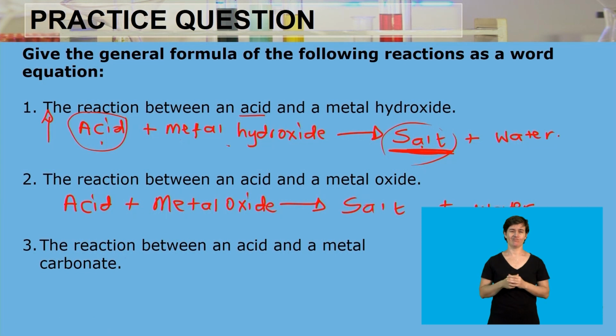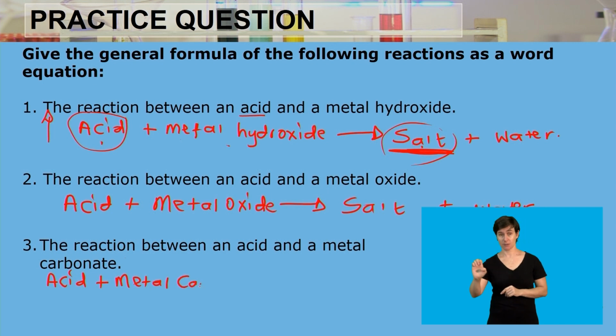So question 3, again we need to write the reaction between an acid and a metal carbonate, so again the word equation for this reaction. We have our acid plus our metal carbonate. We need to know what the product is going to be when these two substances react together. Initially we said when an acid reacts with a metal hydroxide, the product is salt and water. Same when an acid reacts with a metal oxide, the product is salt and water.